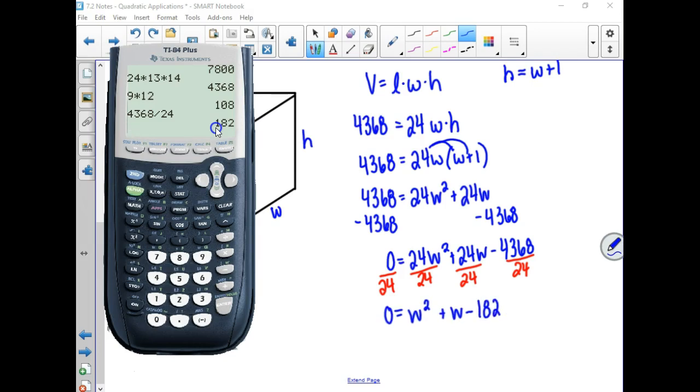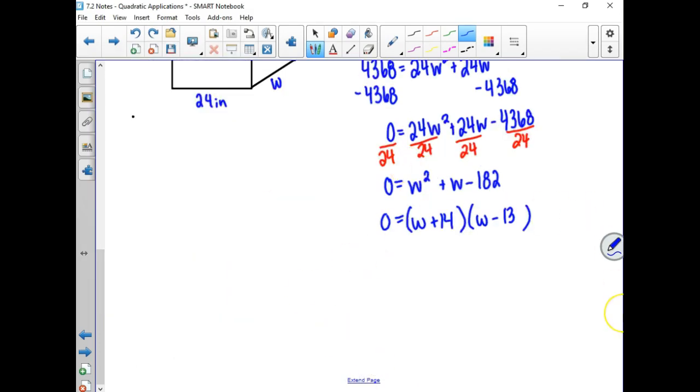And so here we've got to factor that. This is still pretty big numbers, but not as bad as what we had. 182, let's see what will go into that. Let's see if it's divisible by 8. No. 182 divided by 12? No, that doesn't work. I'm just trying different numbers here. 14 and 13 work. So W plus 14, W minus 13 is going to factor for that quadratic there.